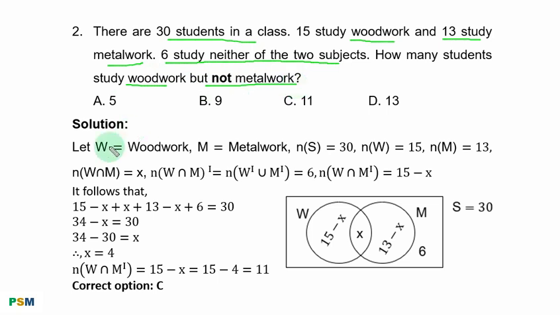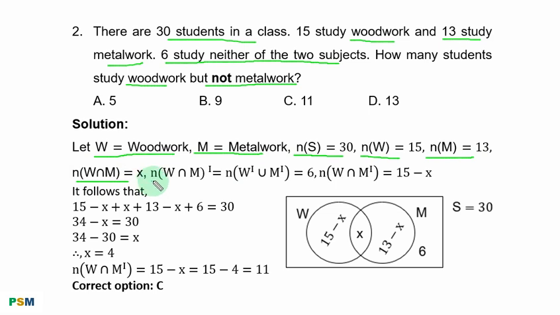Solution. Let W equal woodwork, M equal mental work. The number of students in the class form the universal set, and you have 30 of them. Number who study woodwork, 15. Number who study mental work, 13. Number of students that studied both subjects are unknown. Let that number be S.